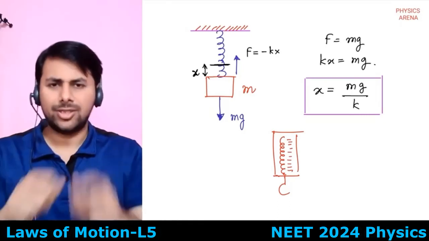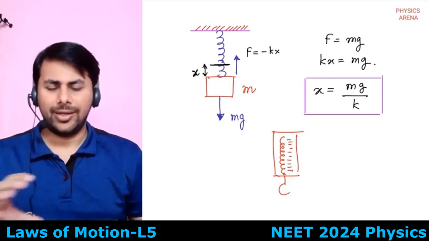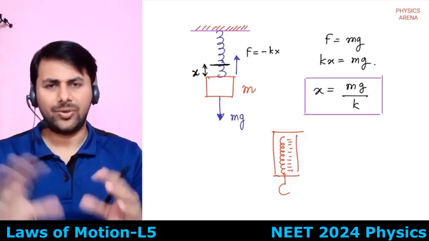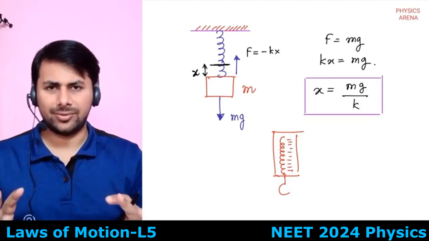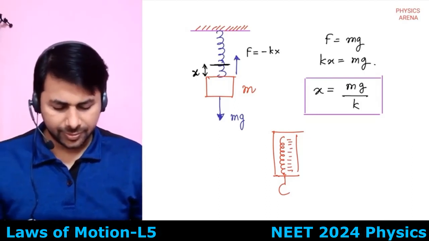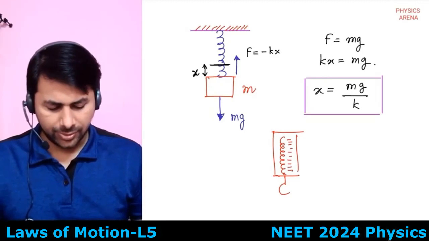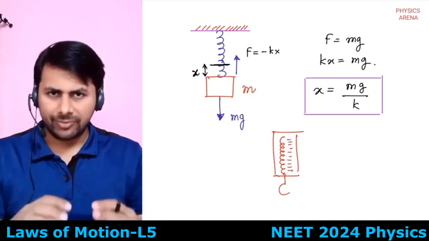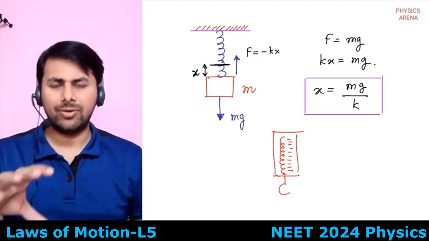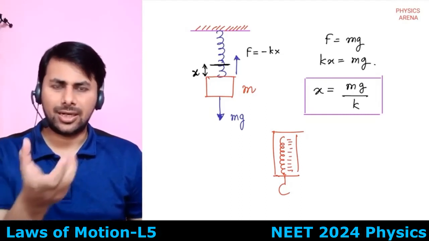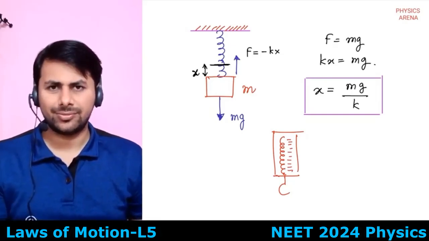Suppose you have a string and you connect some weight. Now you suspend that weight by means of that string. So at equilibrium, the tension in the string and the weight will be balanced. T will be equal to mg.